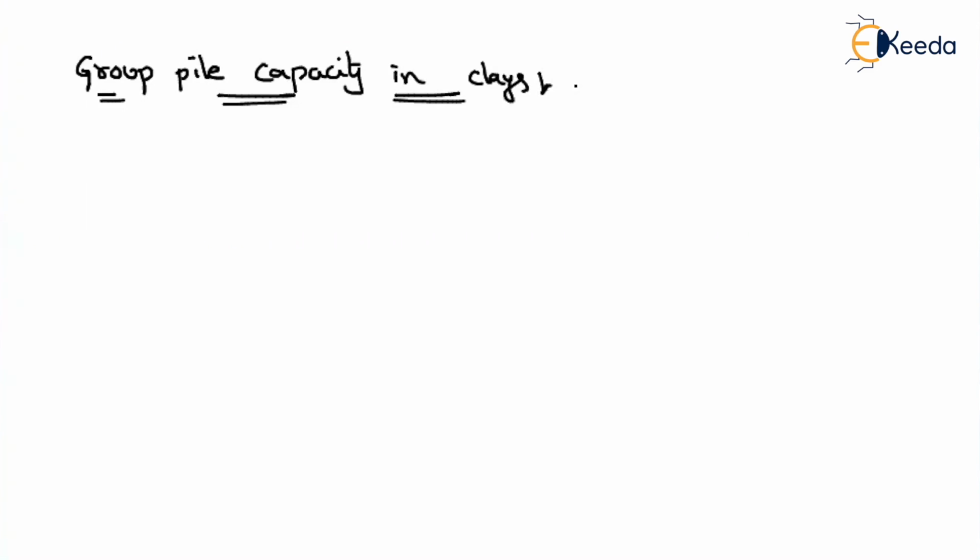So what we have to consider: the pile group capacity will be the lesser of n times the individual pile capacity, comma, and the group pile capacity. Already we have seen, if it is in clays, how we can find out the single pile capacity. In the present video, we will see how to find the group pile capacity.